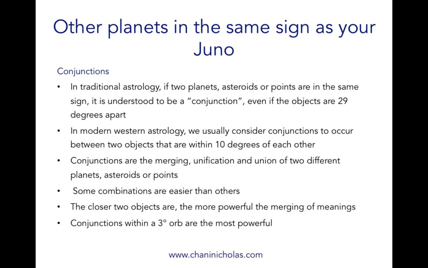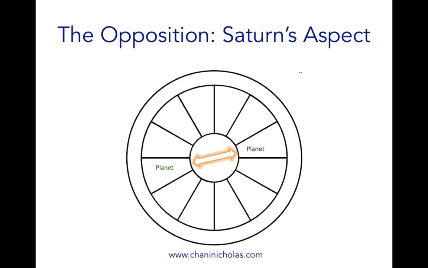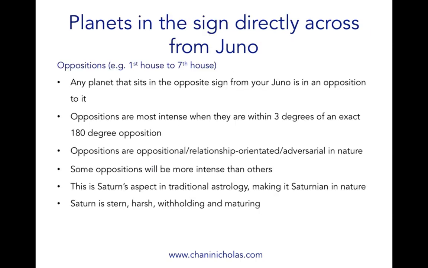So that's conjunctions. The oppositions, remember it's known as Saturn's aspect because of something called the Thema Mundi, which I'll teach in another class. Planets in the sign directly across from Juno are in an opposition to Juno. So any planet that sits in the opposite sign from your Juno is in an opposition to Juno. Oppositions are most intense when they're within 3 degrees of an exact 180-degree opposition.